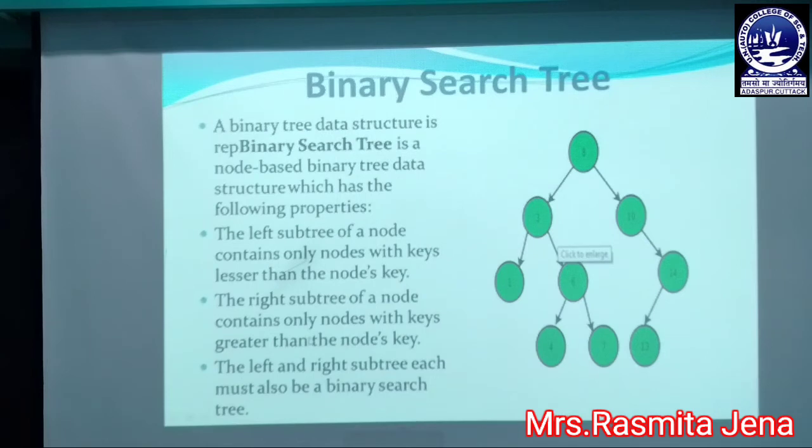And similarly, the second rule or second property is that the right subtree of a node contains only nodes with keys greater than its node's key. This is the right subtree and the node's key value is 8, but the right subtree node's key is greater than its node's key. That is, the node contains 8 and the right subtree node contains 10. So, these are the properties of forming a binary search tree, and based on this rule we can create a binary search tree.